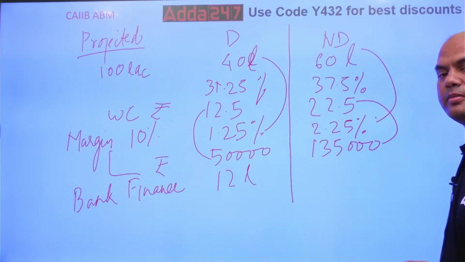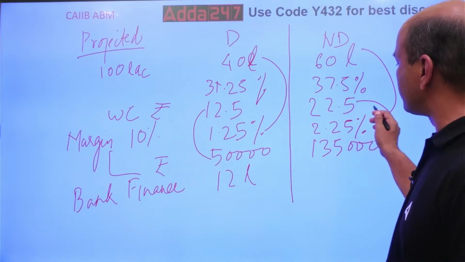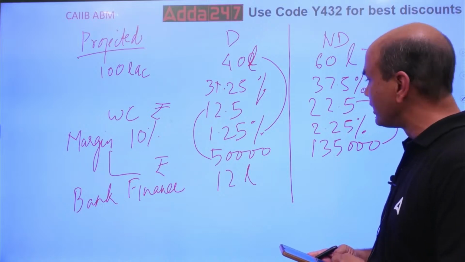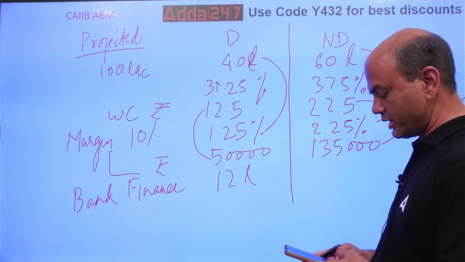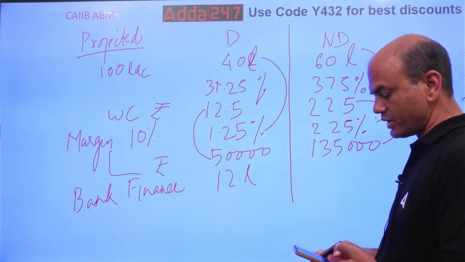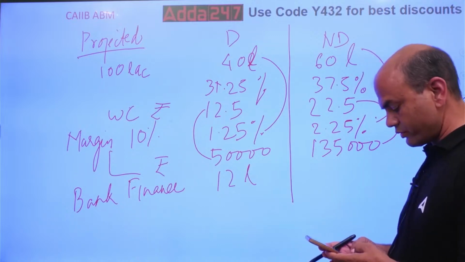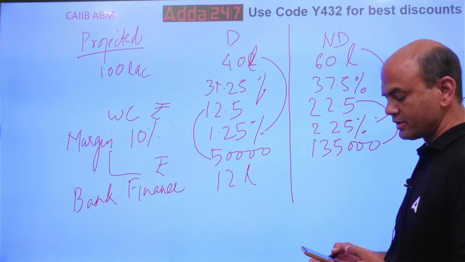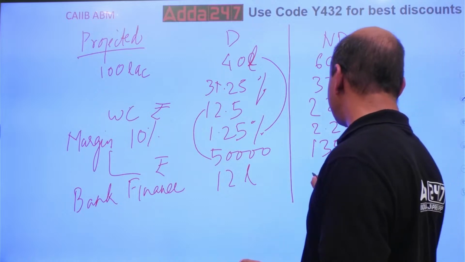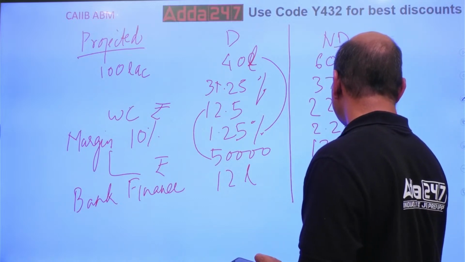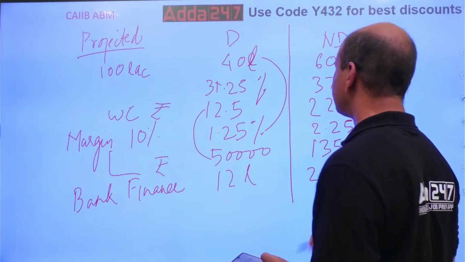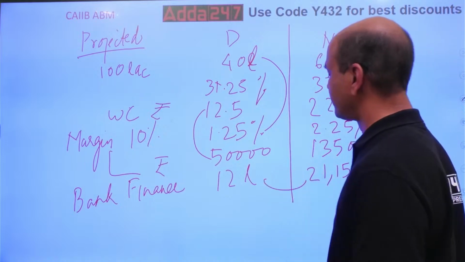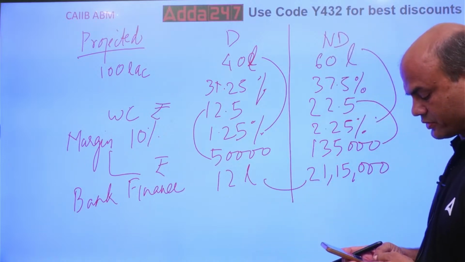In non-digital part, what am I getting? 22.5 lakhs minus 1,35,000. This you'll have to do on the calculator. 22 lakhs 50,000 minus 1,35,000. Okay, so you get it as 21 lakh 15,000. So what is my total bank finance then? Addition of these two: 12 lakhs plus 21 lakh 15,000, roughly 12 lakh round.